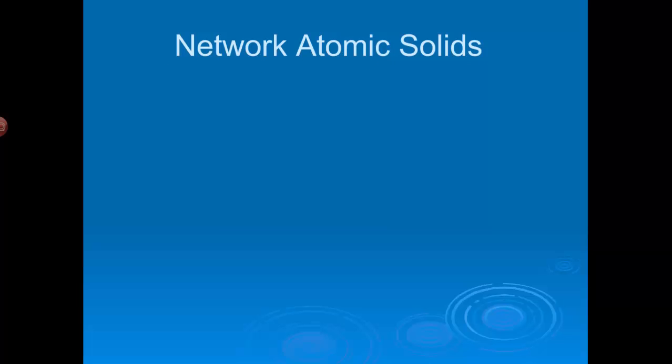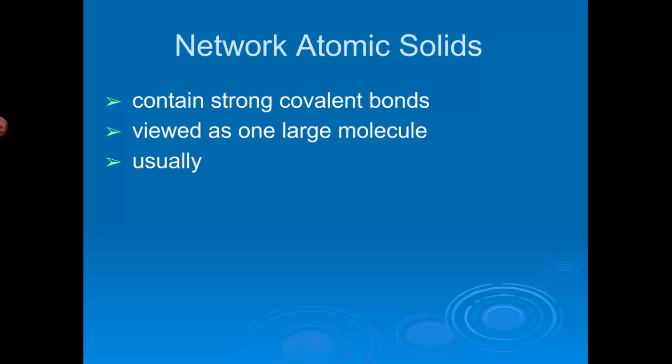Now, as far as the other types of solids, network solids, molecular solids, and ionic solids, we want to understand a little bit about their properties. So network atomic solids are bonded by strong covalent bonds, and they're viewed as one large molecule. Usually they're very brittle. They're not good conductors because the electrons are all bound up in bonds.